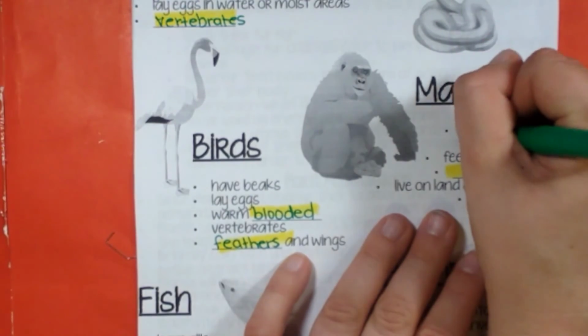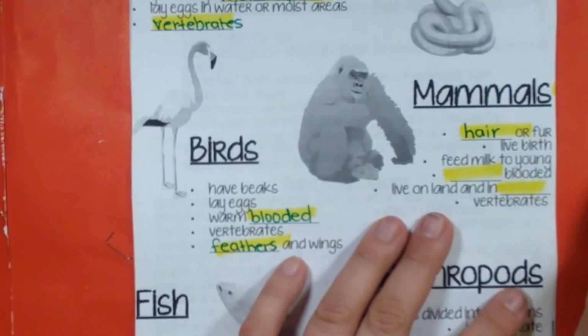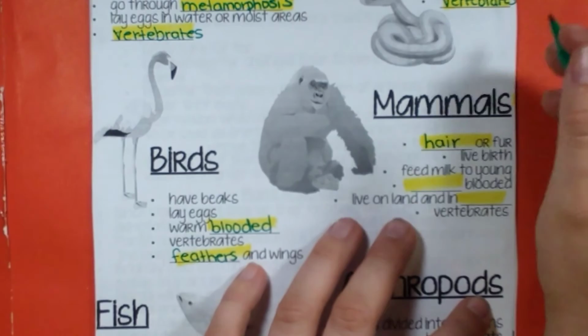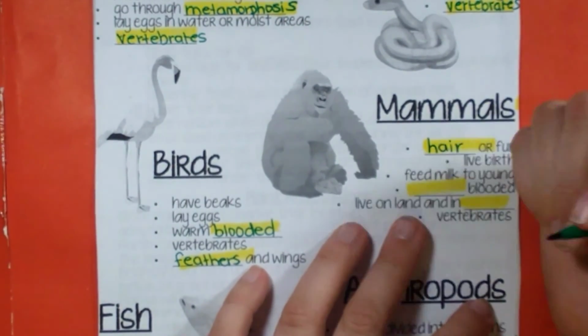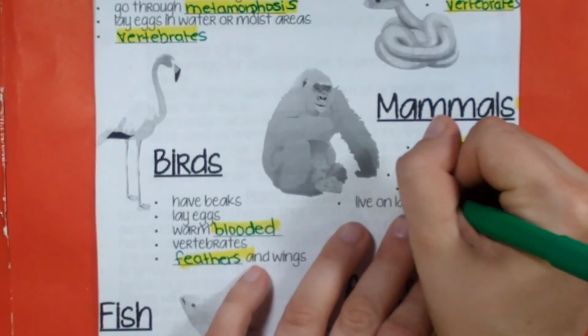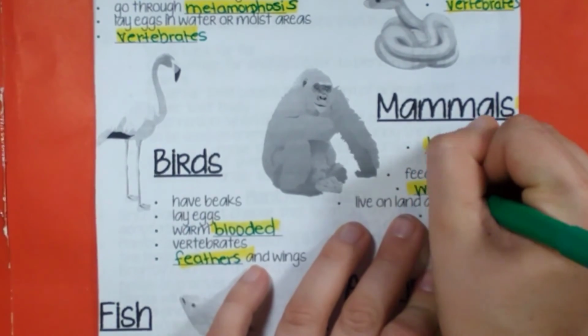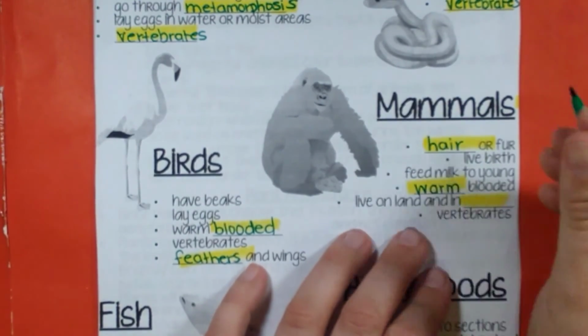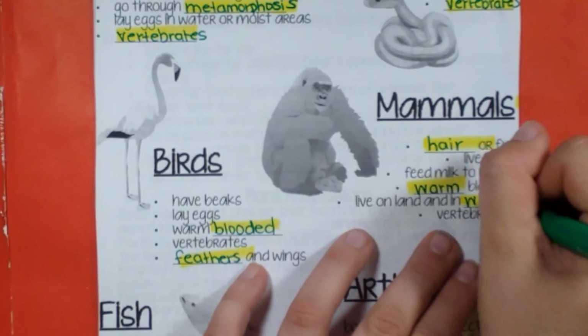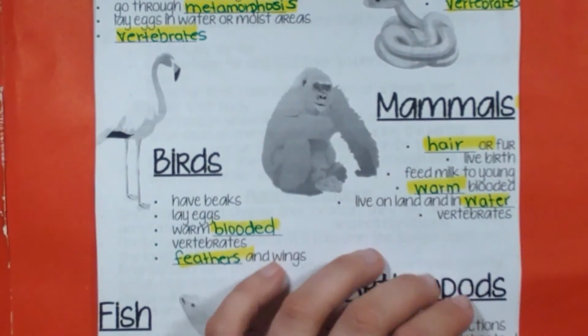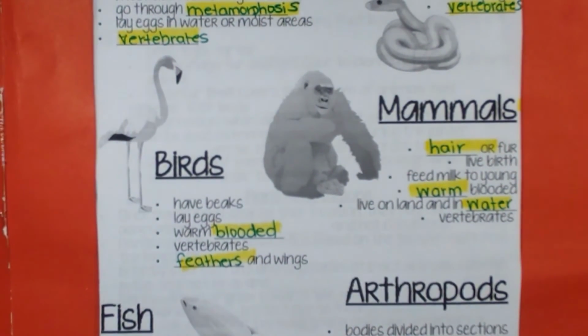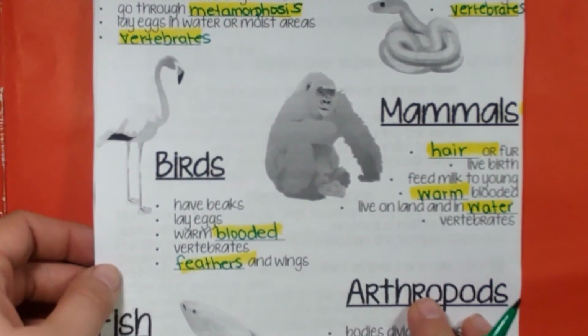All mammals have hair or fur. They have live birth, so they do not have eggs. They feed milk to their young. They are warm-blooded. They regulate their own temperature. They live on land and they can live in water, and they have backbones. Humans are considered mammals because we have all these characteristics.